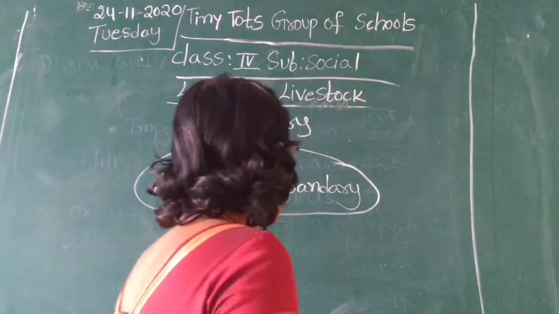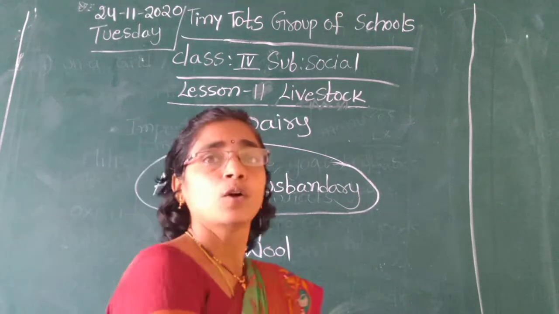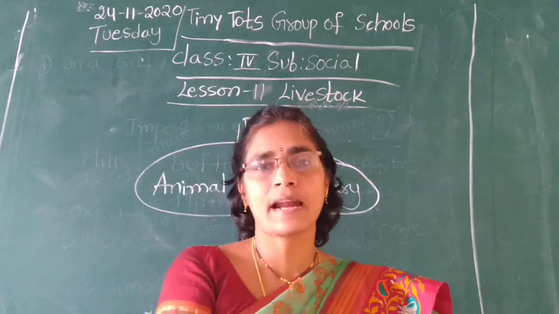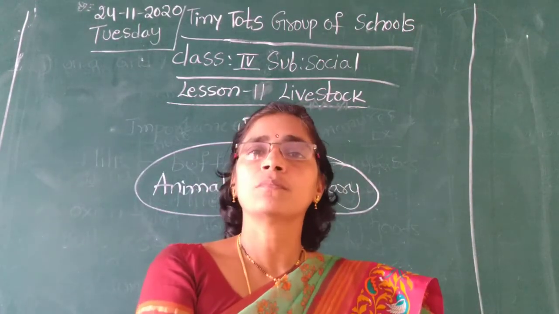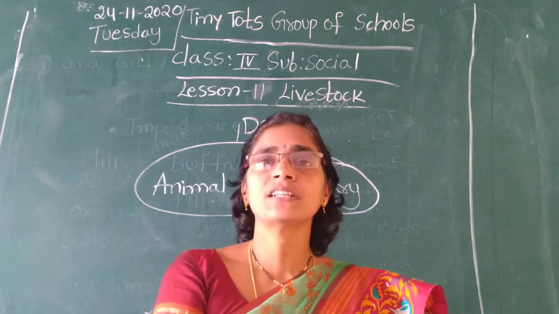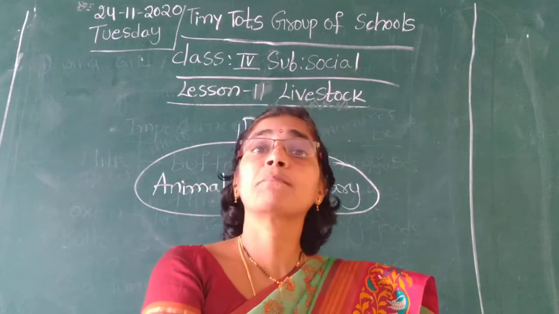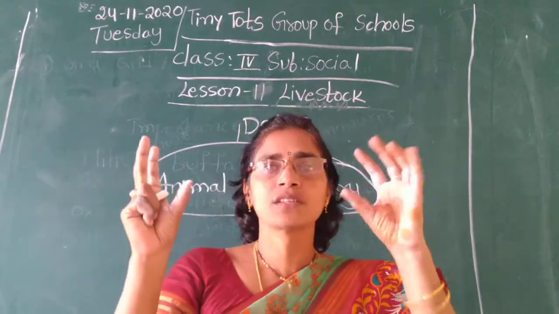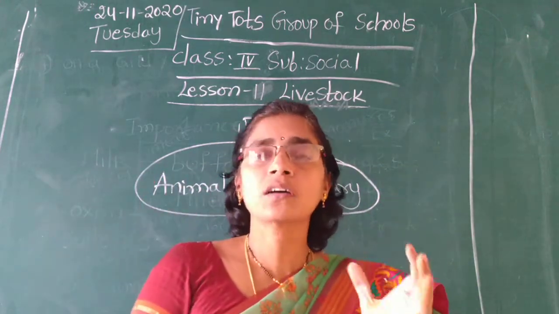Next one, wool. Wool means woolly. We can get wool from sheep, goats and rabbits. షీప్, గోట్స్ అండ్ రాబిట్స్. మేకల నుంచి, గొర్రెల నుంచి, కుందేళ్ల నుంచి మనకు ఊలు వస్తుంది. Wool is used for making woolen clothes, sweaters, gloves and hats and mufflers, socks like that.